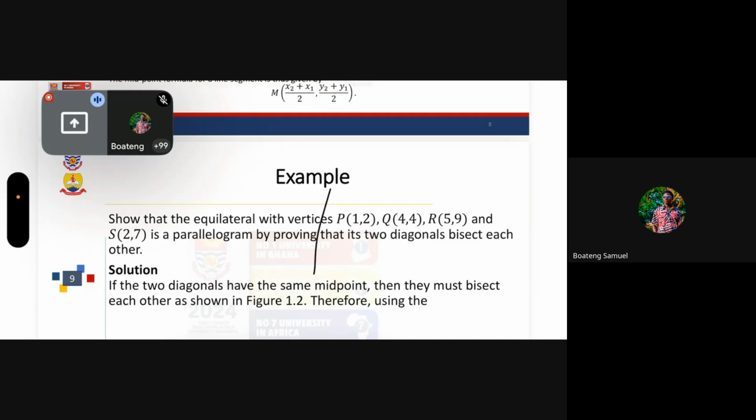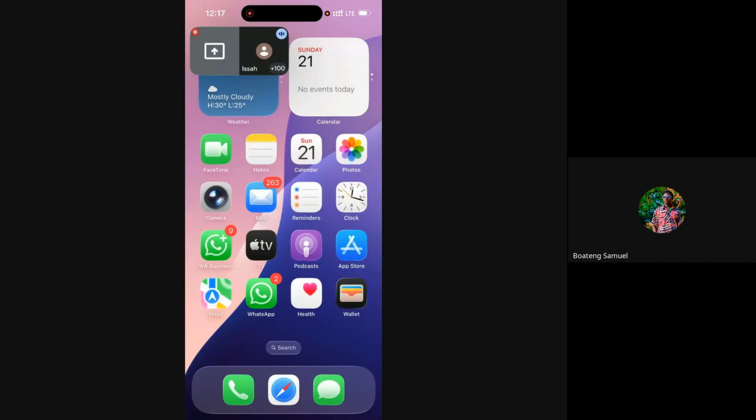That means you have to draw this quadrilateral. So you go to your board. Please write the points for me. Point P, write it down, and go to the whiteboard. I'll give you the points. P is 1, 2, Q is 4, 4, R is 5, 9, and then S is 2, 7. Please write it down for me. Are you done? Yes, madam. So let me go to the board.